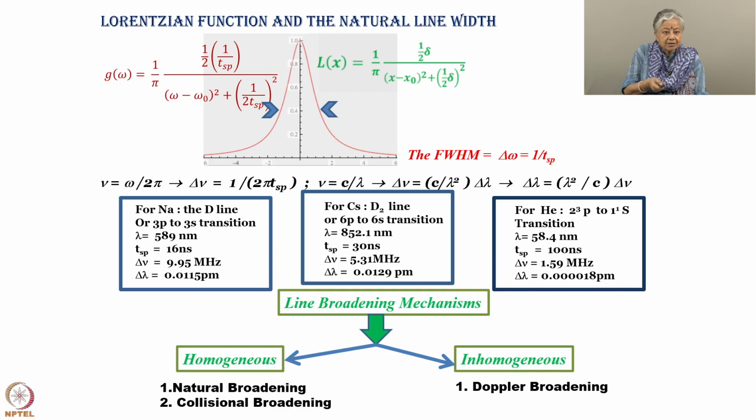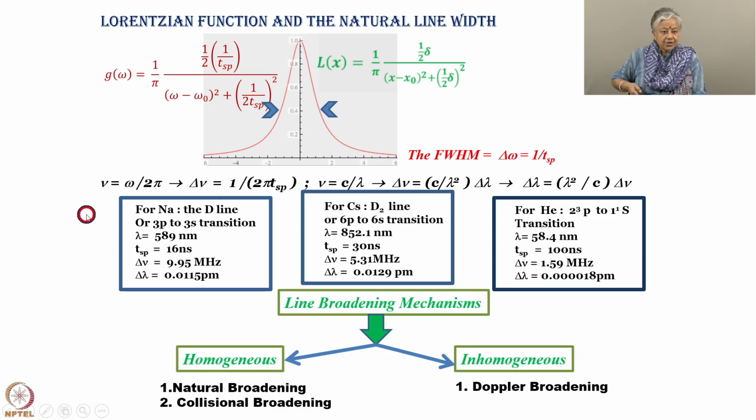Now, just compare these two. If you see here, tau is actually the full width half maximum of any Lorentzian function. So, if you compare this with this, tau is equivalent to 1 upon T sp. So, delta omega is 1 upon T sp. Tau is the full width half maximum, tau is equivalent to 1 upon tau sp. So, the full width half maximum delta omega is equal to 1 upon tau sp.